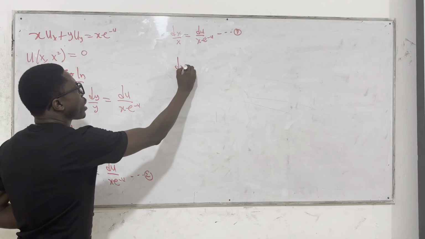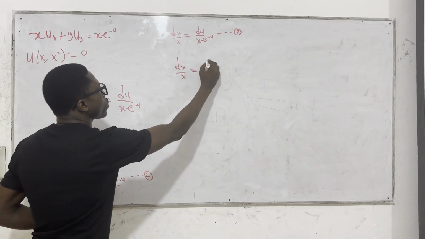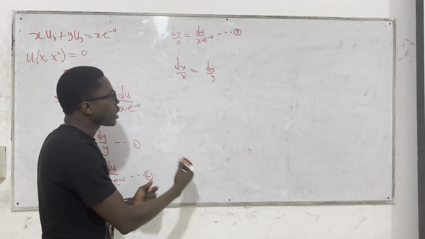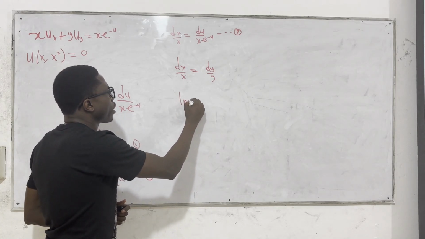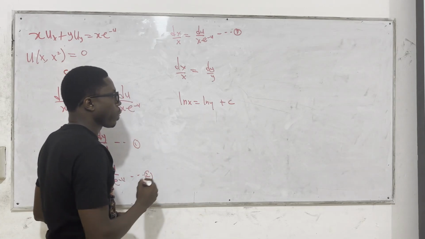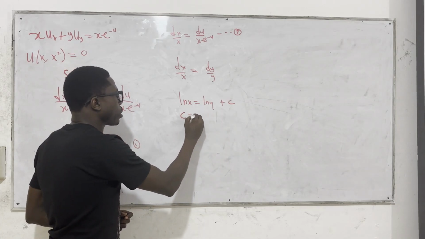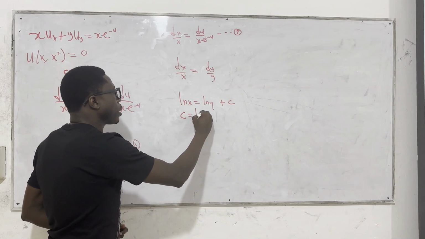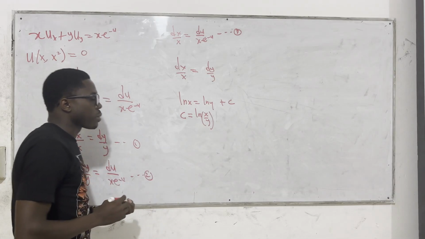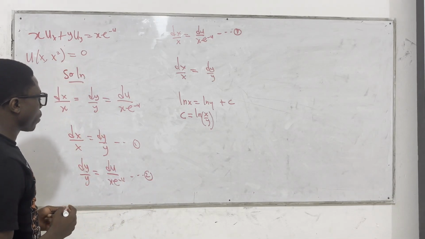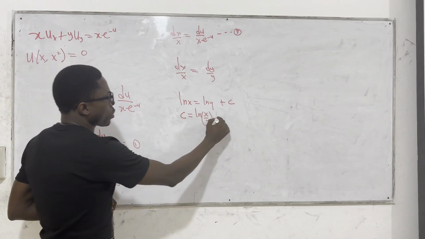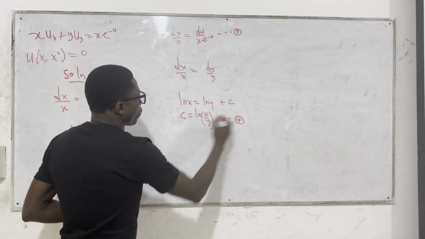So we have dx over x is equal to dy over y. If we integrate both sides, we have natural log of x is equal to natural log of y plus a constant c. So we can say that c is equal to natural log of x over y, and that becomes our constant c. So we can use equation 3 also, so let's call this equation 4.